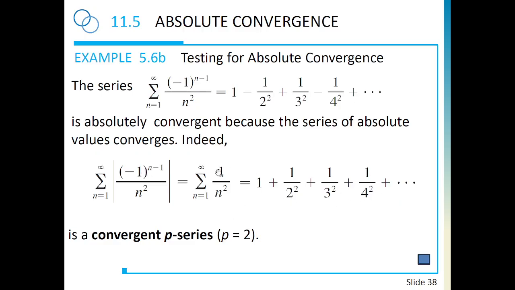Now we remember that this is a p series with p equal 2. So it's convergent. This means that the absolute value version of the original series is convergent, therefore the series itself is absolutely convergent. That means that this series is also convergent. Okay, so obviously they converge to two different numbers, right? But both of them are convergent.